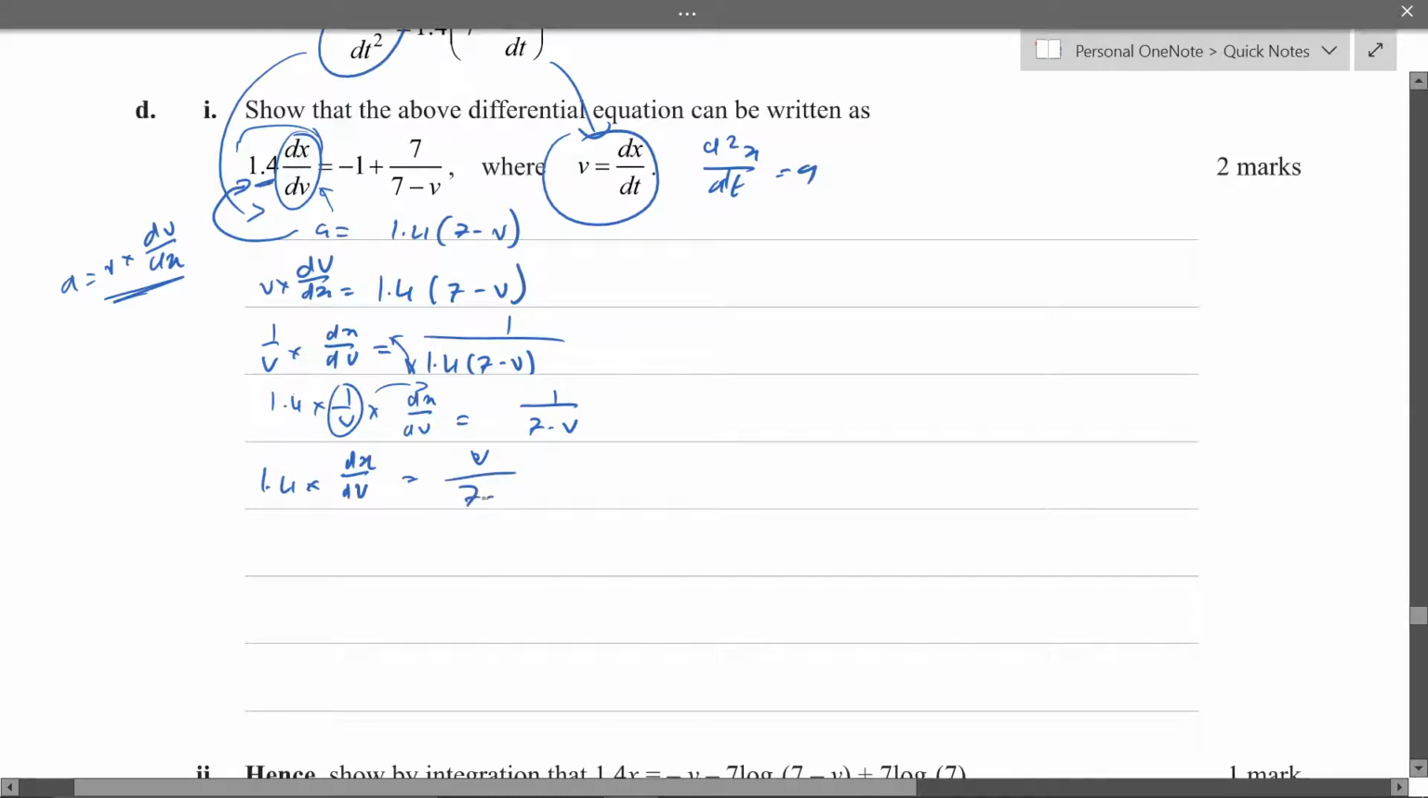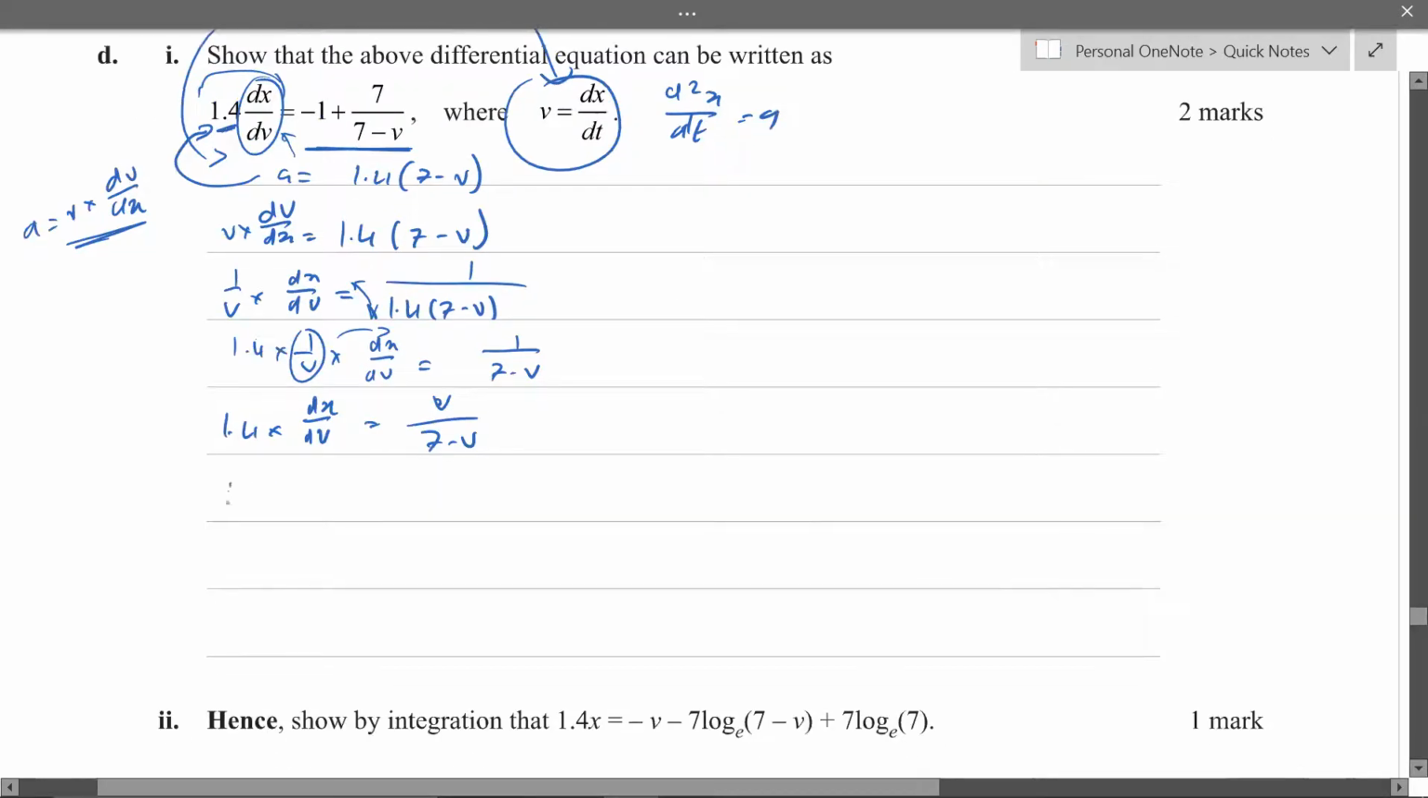V on 7 minus v. And then you can see it doesn't look the same here, but you can kind of tell that what they've done is simplified the fraction. So to do that, we write the denominator on the numerator and we add or minus stuff to remake the original numerator. So dx/dv equals -1 plus 7 on 7 minus v, and that's what we needed.